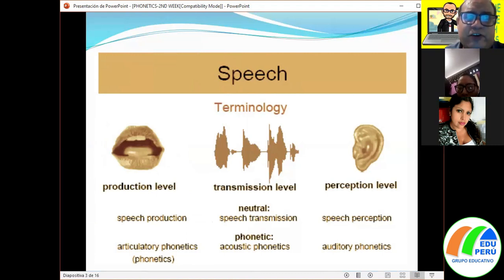The articulatory phonetics is related to the study of speech production. Then we have the acoustic phonetics, related to the transmission of these sounds, the speech transmission. And finally, we have the auditory phonetics, related to the perception of sounds. So that's why it says speech perception. When we talk about phonetics, we are going to study sounds, but how? By analyzing their production, transmission, and perception. Don't forget it. That's why we have three branches of phonetics.